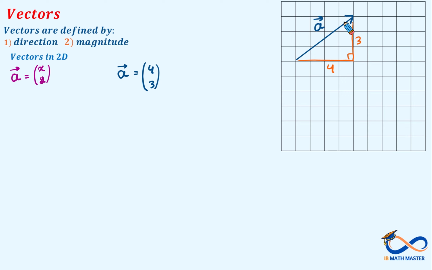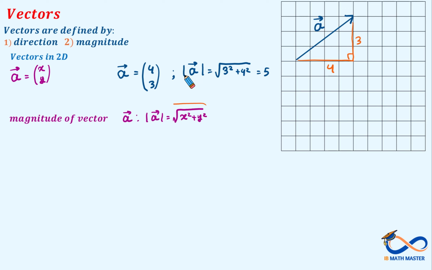So we can say that the hypotenuse here, or the length of the vector, would be the square root of 3 squared plus 4 squared. Here we apply Pythagoras theorem, which gives 5. So the length of this, or the magnitude of vector A, is 5. Here, this notation means the magnitude of vector A. So generally speaking, the magnitude of any vector (x, y) would be the square root of x squared plus y squared. This is basically Pythagoras theorem.